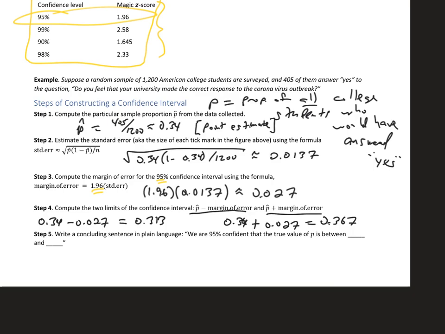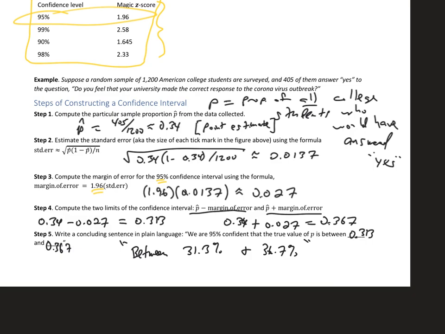confidence interval. So I'm 95% sure that the true value of p, remember p is this unknowable proportion of all college students who would answer a certain way, has to be between 0.313 and 0.367. So if I turn this into a percentage, the percentage of students who would say yes to this question, we think is between 31.3% and 36.7%, just converting those proportions to percentages.